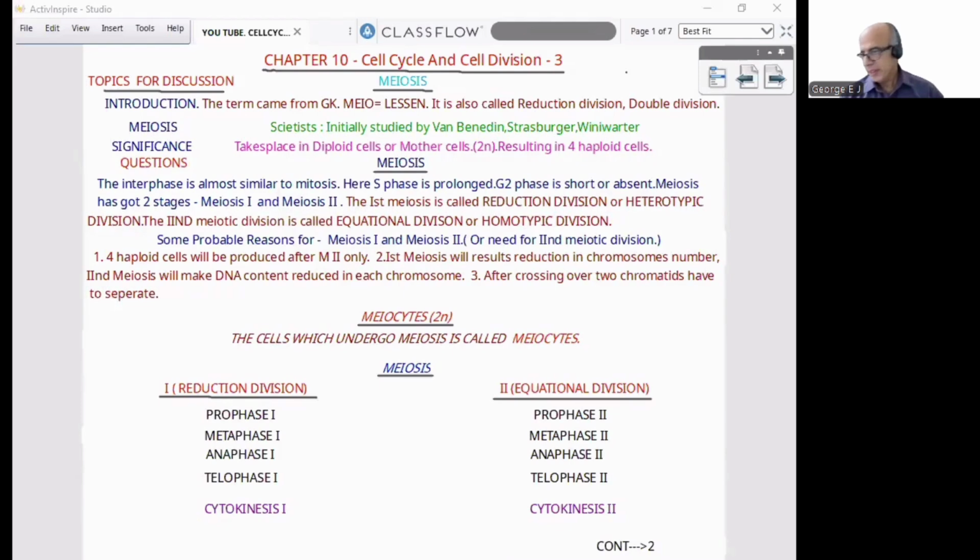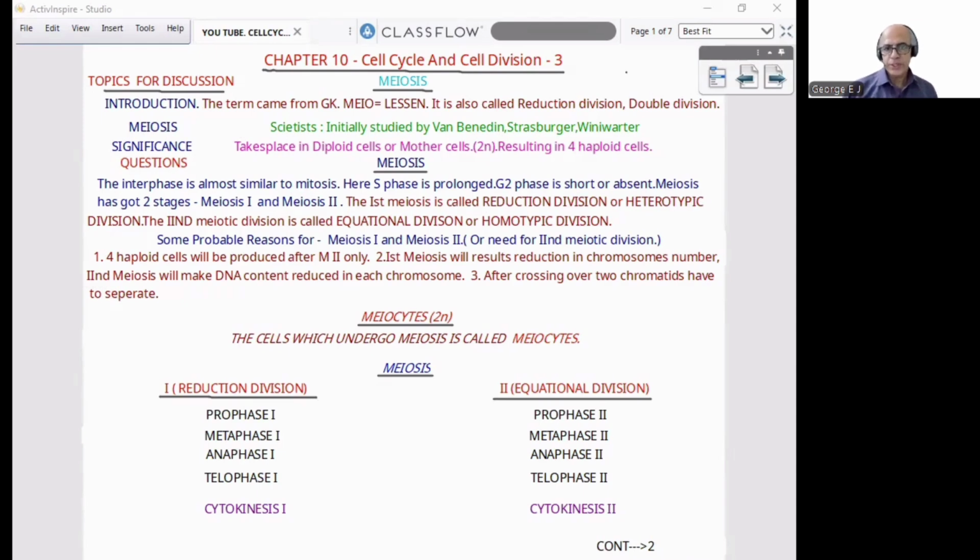In this episode, we'll be discussing cell cycle and cell division, third part. So we can proceed. I will share the screen so it will be convenient for you. Cell cycle and cell division, third one. What topics will we be discussing in this episode? Basically 3 items: an introduction, then meiosis significance, and as usual, 5 theory questions and 5 NEET model questions.